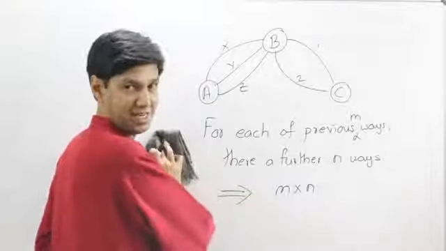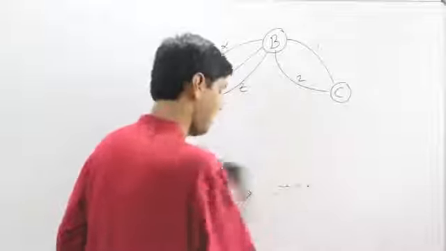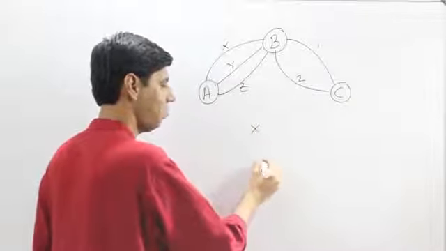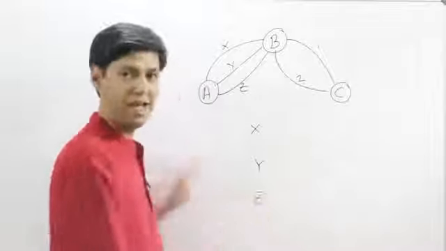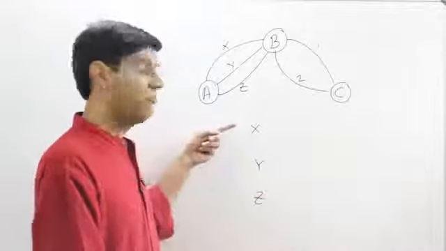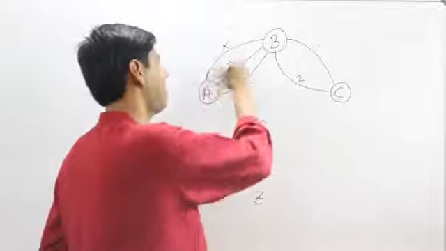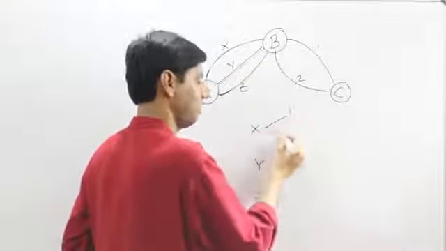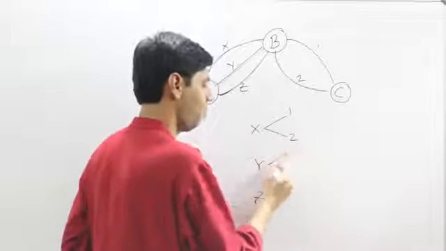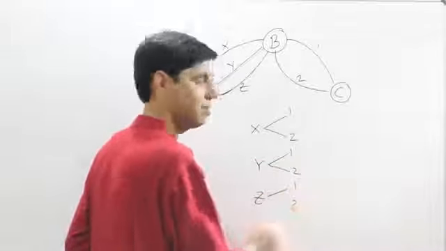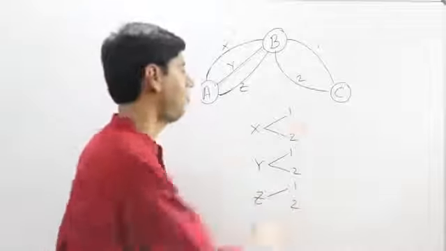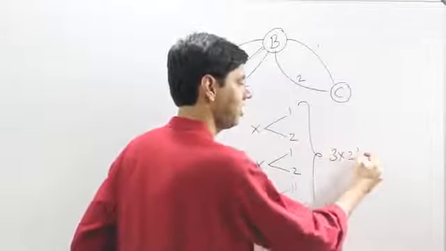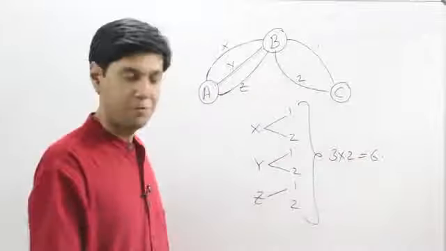Looking at the same sentence in a tree format, let's say I could travel either by road x, y or z. For each of these ways, whether I have taken x or y or z, further I have 2 choices. Either I could take road 1 or 2. Right? So whenever a tree is formed, this means I would have to multiply. That is 3 into 2 equal to 6 ways. Hope you get the idea.